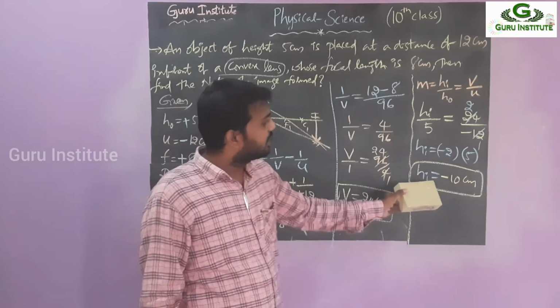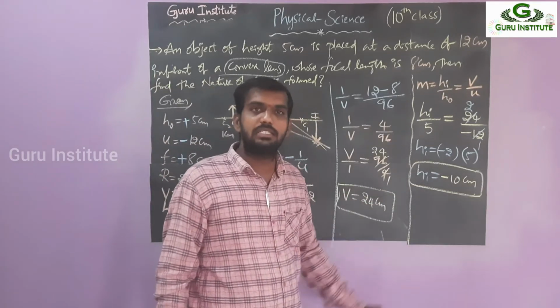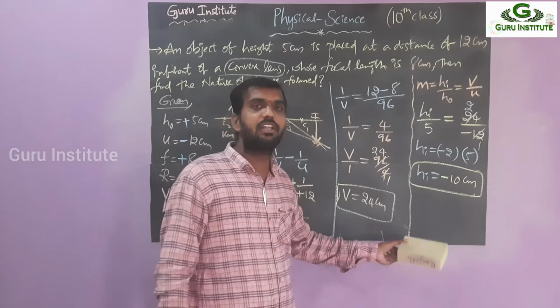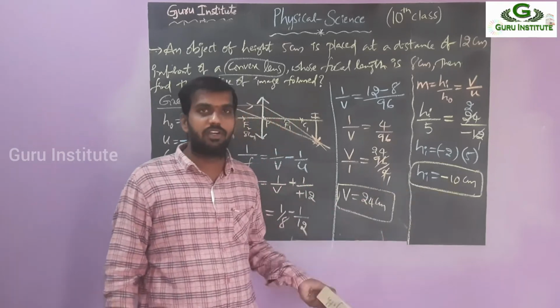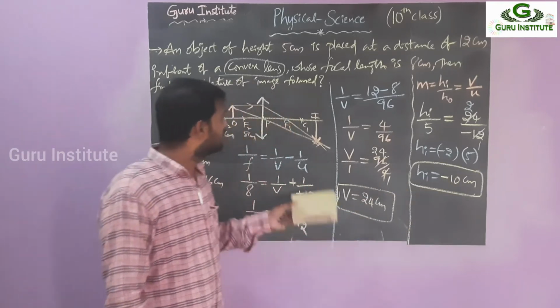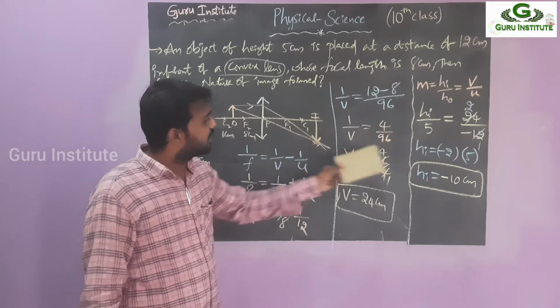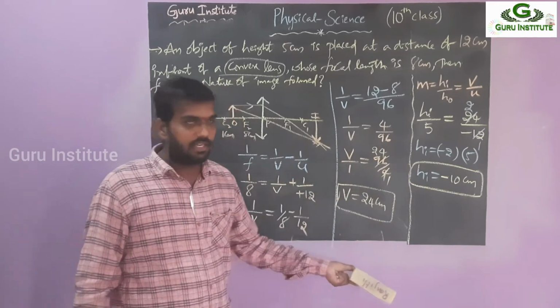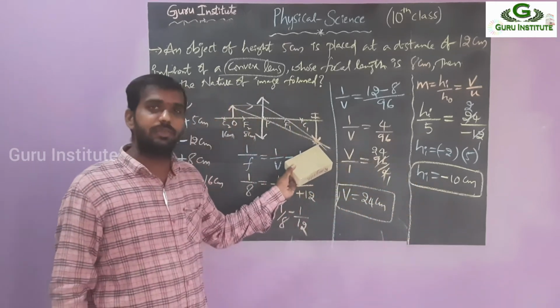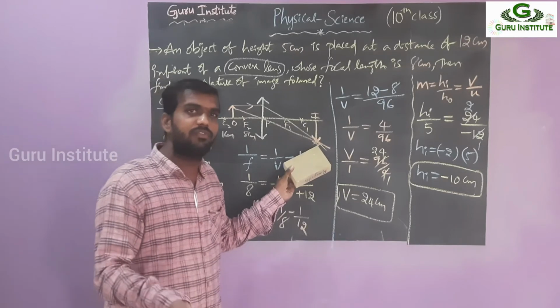What we are getting: image HI is equal to minus 10 centimeter. Minus indicates whether it is inverted or erect. If you are getting minus, that is inverted. If you are getting positive, that is erect. So that means inverted. Minus means inverted. So that is correct. Then compared to this one, which one? Enlarged image, right? Then you are getting more than the size of the object.